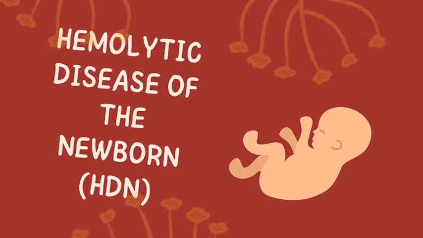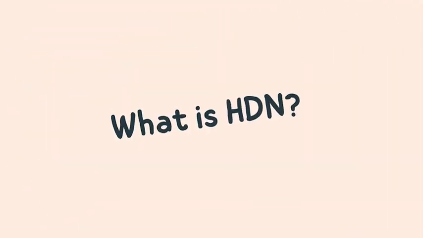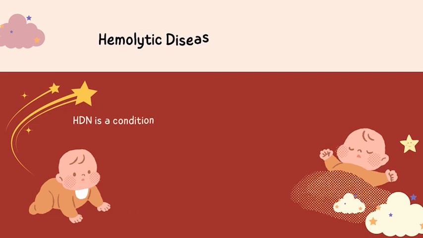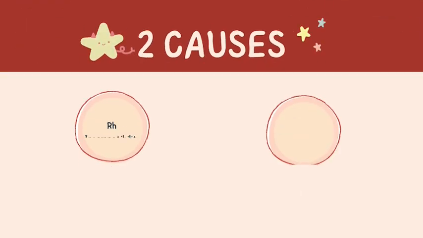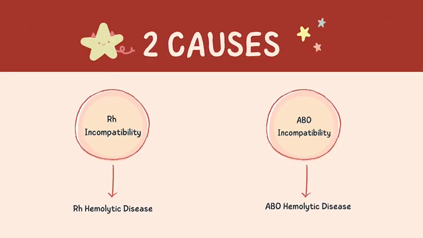Hemolytic disease of the newborn, HDN. HDN is a condition in which a newborn experiences rapid and excessive destruction of red blood cells. There are two main causes of HDN: 1. Rh incompatibility, and 2. ABO incompatibility.